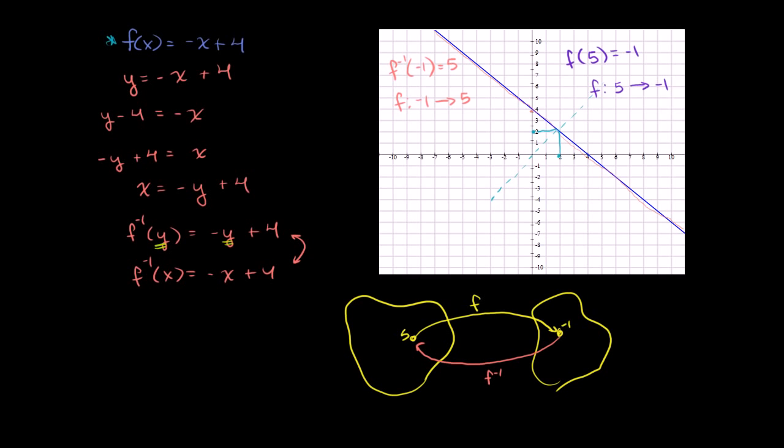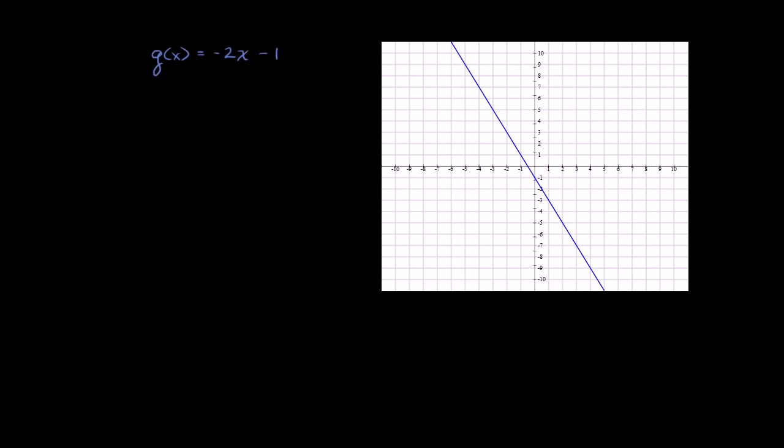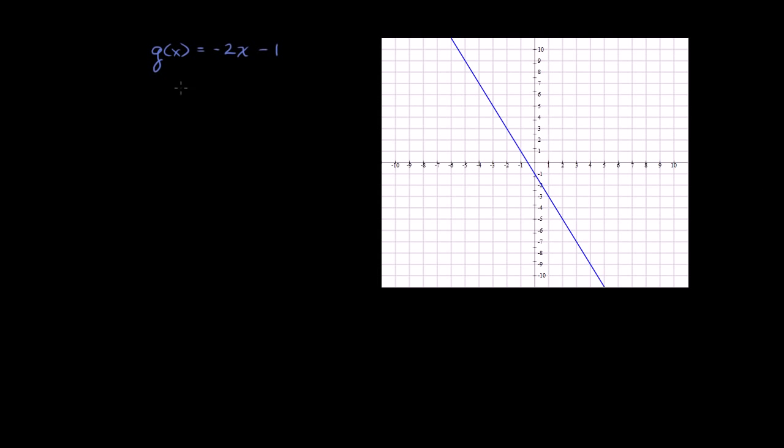Let's do one more of these. So here I have g of x is equal to negative 2x minus 1. Just like the last problem, I like to just set y equal to this. So we say y is equal to g of x, which is equal to negative 2x minus 1. Now we just solve for x. y plus 1 is equal to negative 2x. Just added 1 to both sides.